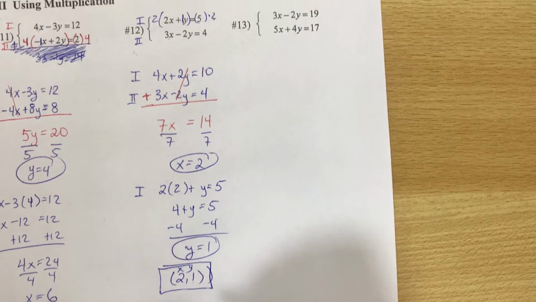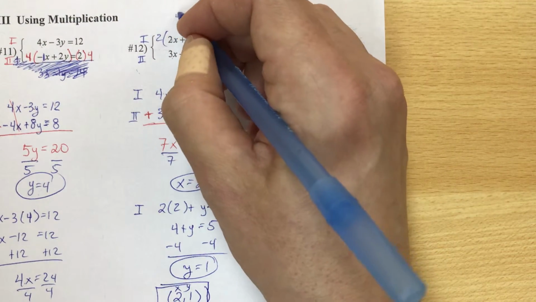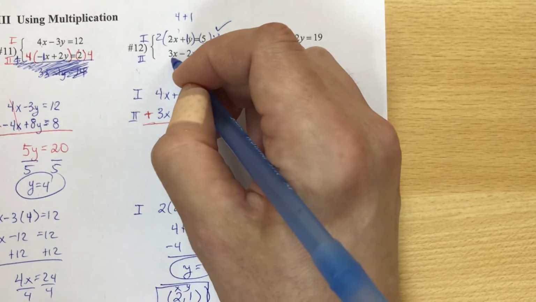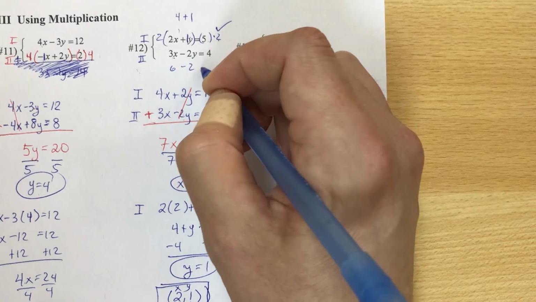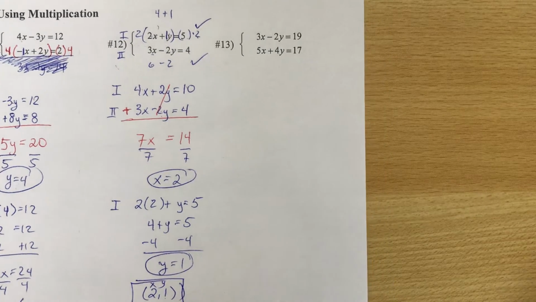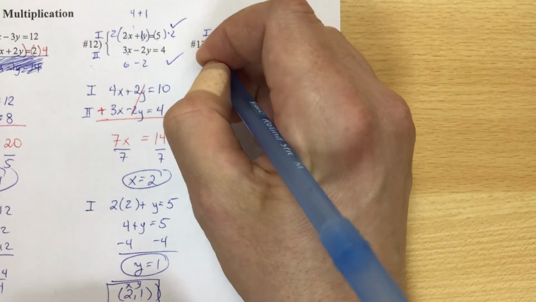Now the last thing, again, I should check. So if I take here 2 times 2, that's 4, plus 1, does it give me 5? Check. 3 times 2, 6, minus 2 times 1, 6 minus 2 is 4, check. And there we go. All right, last one here, number 13. Equation 1, equation 2.